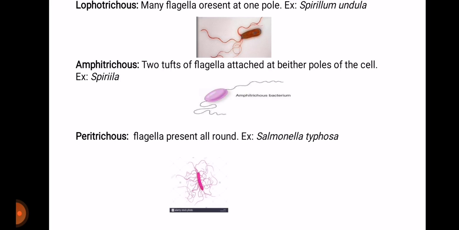And the next one is Peritrichous. Flagella are present all around the bacterial cell. Example Salmonella typhosa. So, this is about how bacteria are classified based on the position of the flagella.